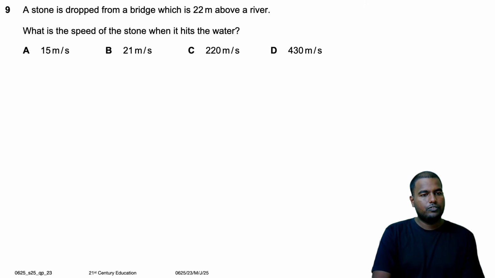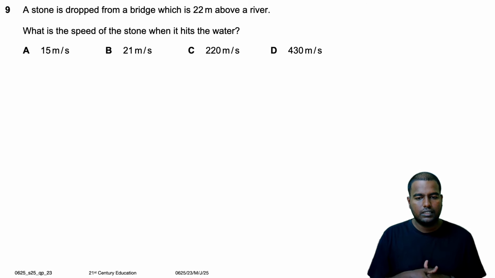A stone is dropped from a bridge which is 22 meter above a river. What is the speed of the stone when it hits the water? If you try to solve using the kinematic equations of motion, it will be difficult. Let's take the kinetic energy and potential energy into account.